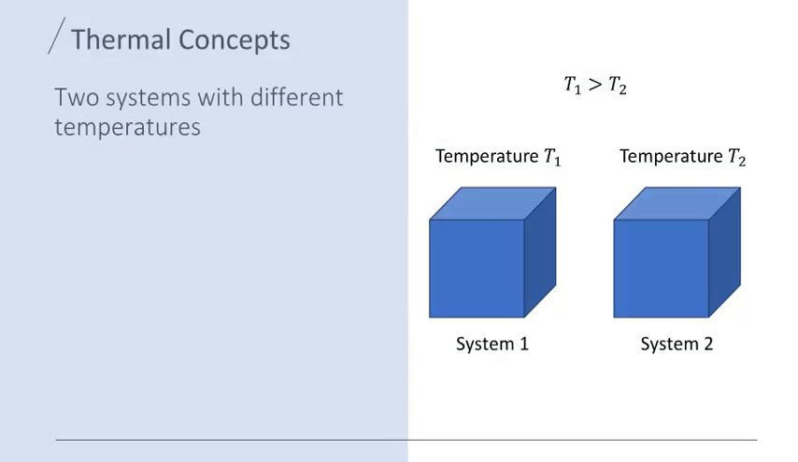To start with, we consider two systems. These two systems have different temperatures T1 and T2. Let's say T1 is higher than T2, in other words, System 1 is hotter than System 2.